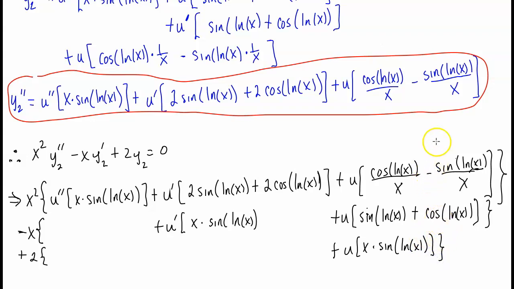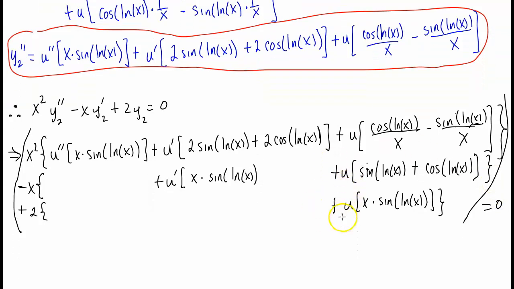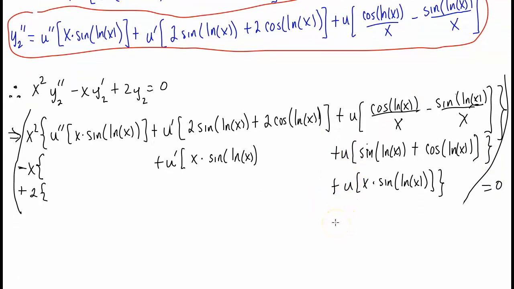Okay. And so remember here that all this business here, and all this business here, is equal to 0. So what we need to do now is multiply this x squared into all these terms, minus x into both of these terms, and 2 into these two terms. And so we'll work on that now.